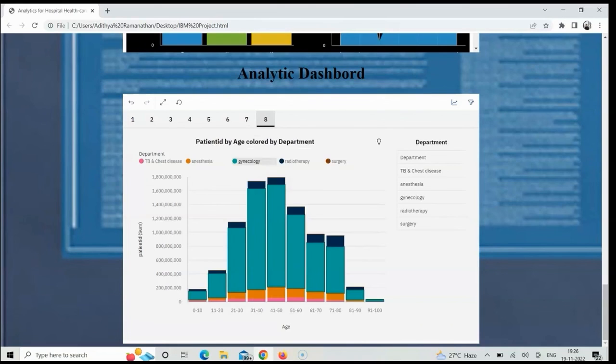In this visualization, we learn about patient ID by age colored by departments. Pink is for TB and chest diseases, orange is for anesthesia, blue is for gynecology, purple is for radiotherapy, red is for surgery. Age group 41 to 50 is highly affected, mostly in gynecology.